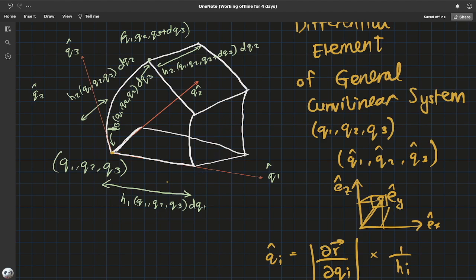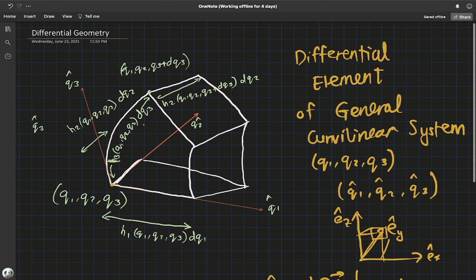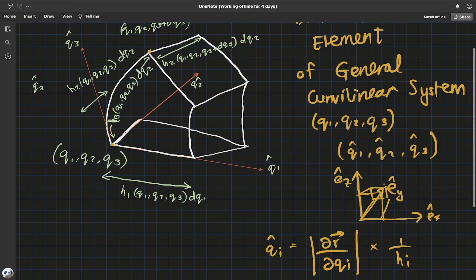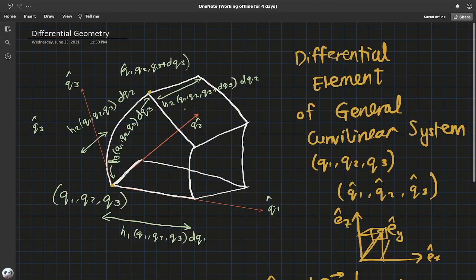And so instead of just having a dx like we would here, we have dq1 multiplied by the scaling factor evaluated at that reference point. If we look at the top face, this point of the top face is q1, q2, q3 plus dq3, which is exactly like we would expect in the Cartesian differential element. You just increment by that amount in that direction. So in this case, this point would just be x, y, z plus dz.